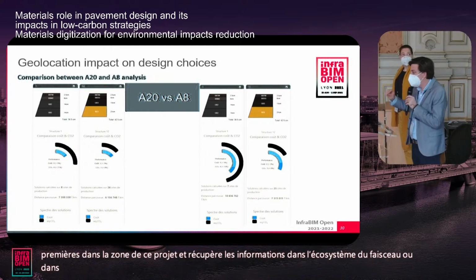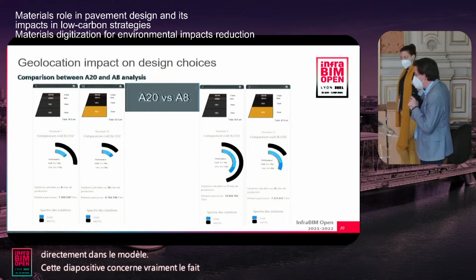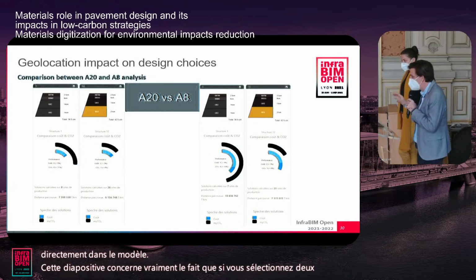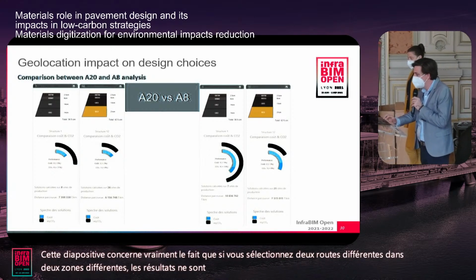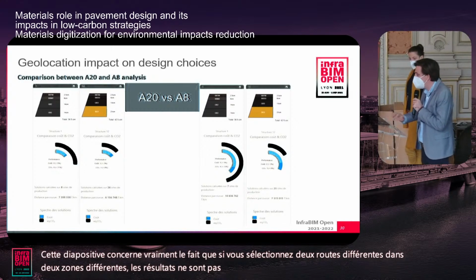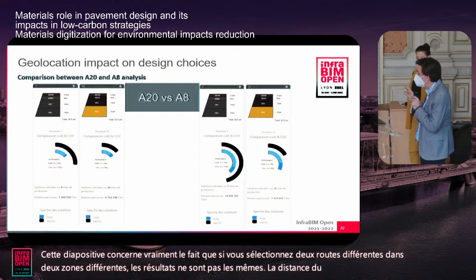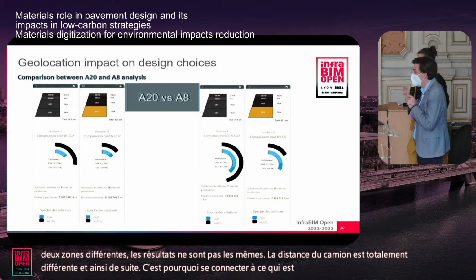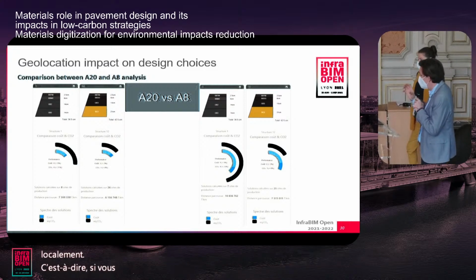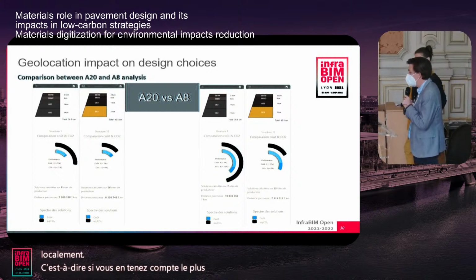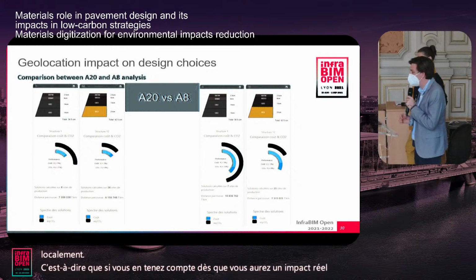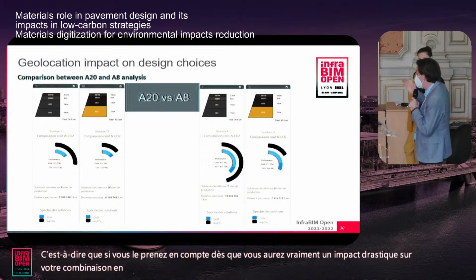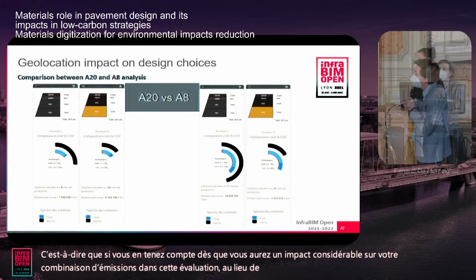This slide is really about the fact that if you select 2 different roads in 2 different areas, the results are not the same. The truck distances are totally different and so on. So that's why connecting to what's available locally is key. And the idea is if you take it into account as early as you can, you will really impact your CO2 emissions drastically in this assessment, instead of taking this into account really late to monitor what you've done.